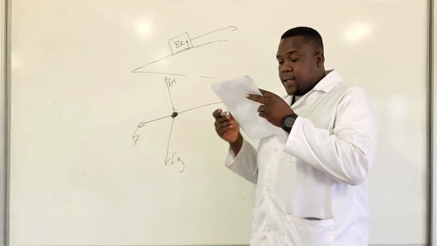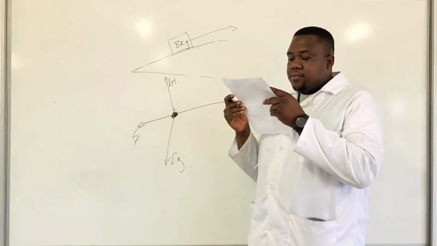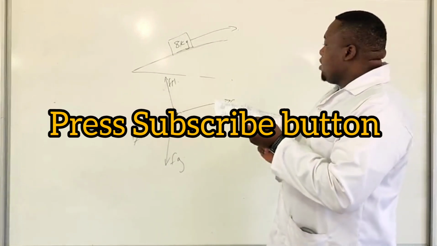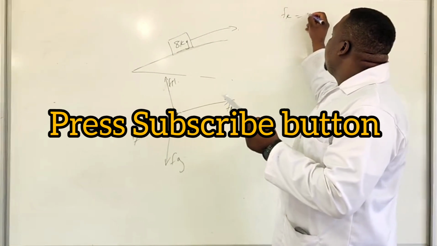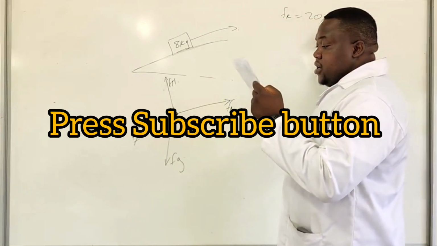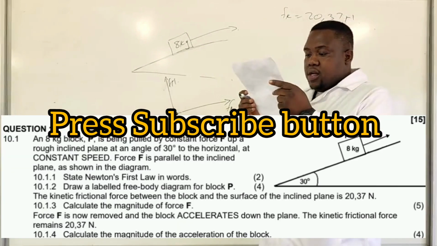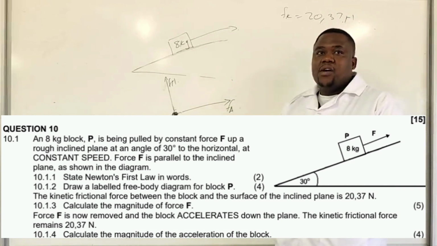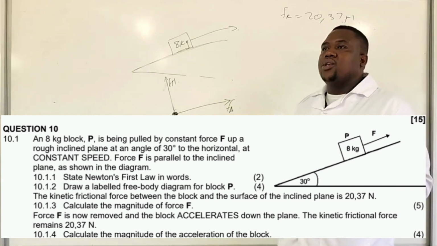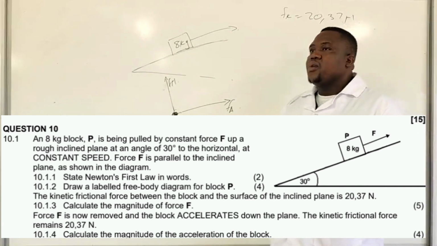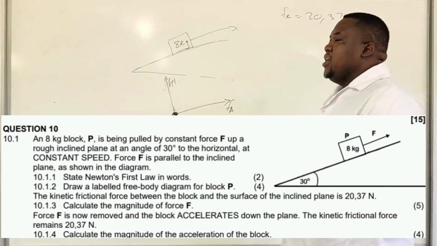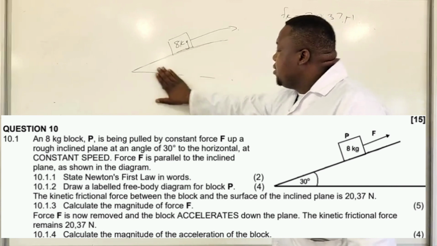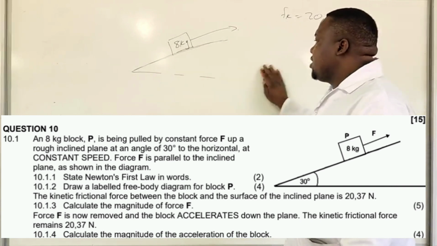We are told that the kinetic frictional force between the block and the surface of the inclined plane is 20,37. Fk is 20,37 Newton. Then calculate the magnitude of force F. So now we are being requested to calculate the magnitude of force F, which is very interesting. So how do we calculate force F? It is straightforward.